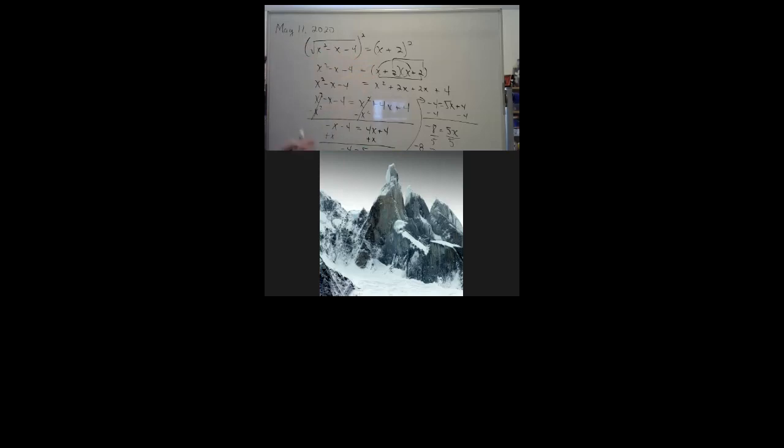So let's do another one similar to that that has the FOILing in it, because that's where you're going to make a mistake, if it's going to happen. Any comments about that one?